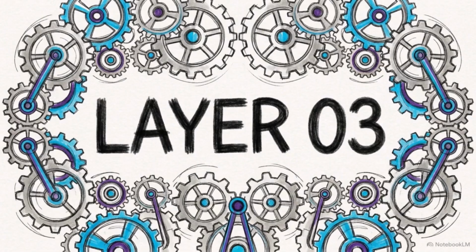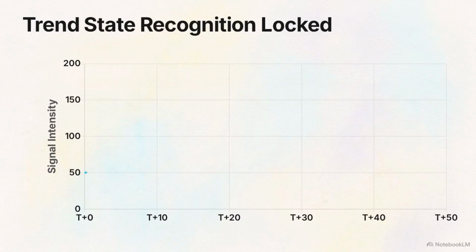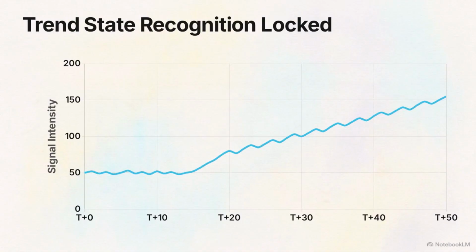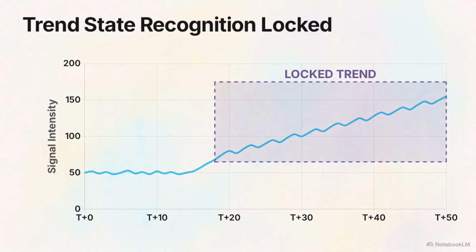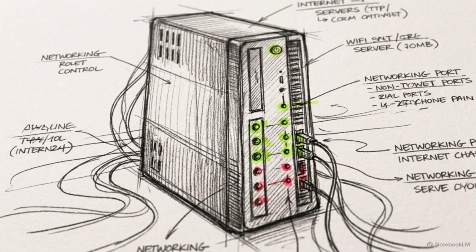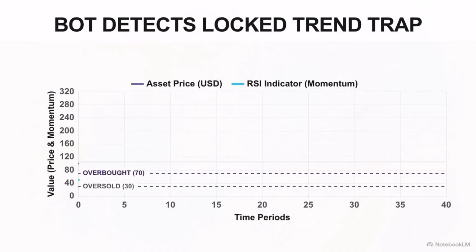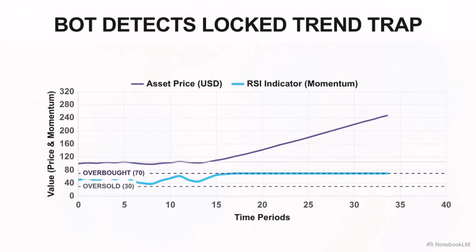The first layer of this architecture is built entirely around recognizing the state of a trend before ever executing a trade. The trigger mechanism is calculated through exposure. If the bot realizes it cannot close a position on one side of the market for an extended period, it identifies that it's trapped in a locked trend.